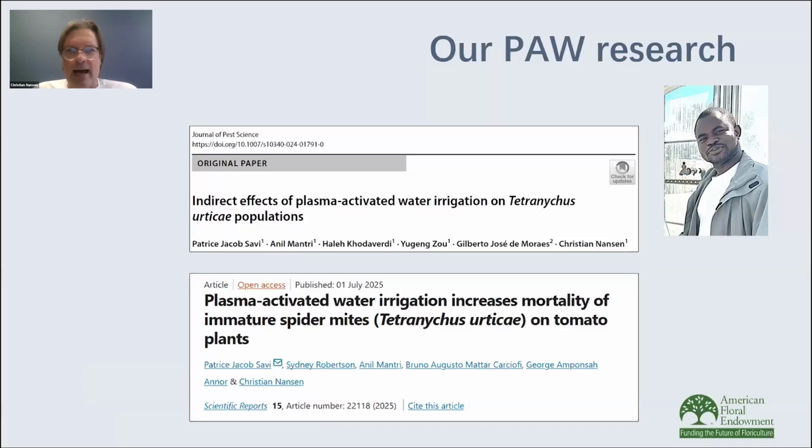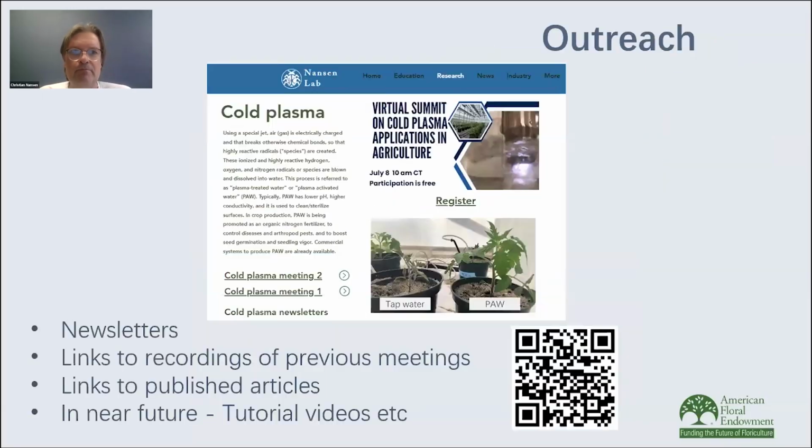Then Patrice has produced a series of papers, and there are more in the pipeline about the pest management and how this is affecting critical pests. We are focusing on spider mites, but also Western flower thrips, how these pests respond very differently to plants that have been irrigated with plasma activated water, through supplementary irrigation. And we're learning through Patrice's work more and more about the mechanisms involved in this and finding out why this is happening. So this is also something you can tap into if you're interested.